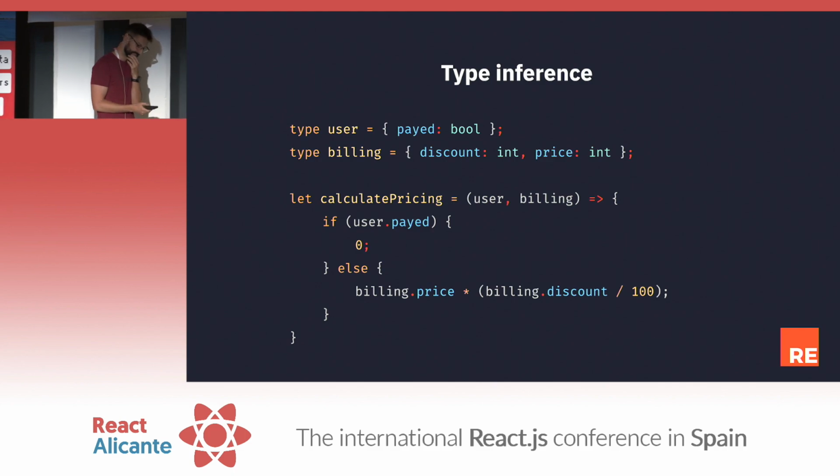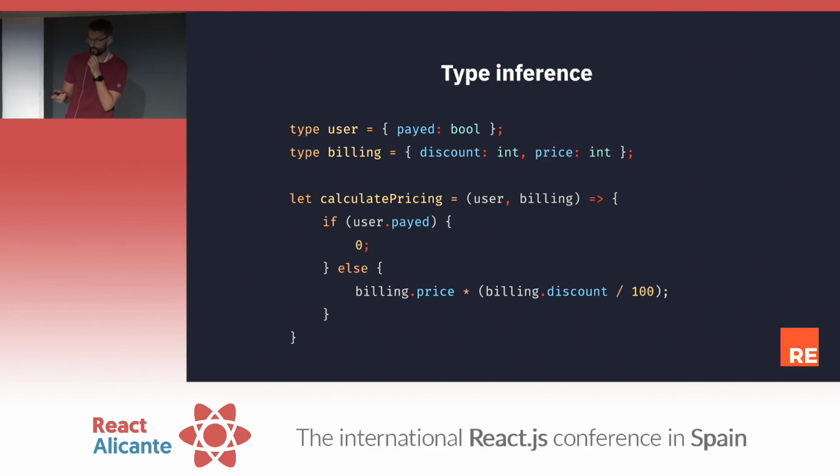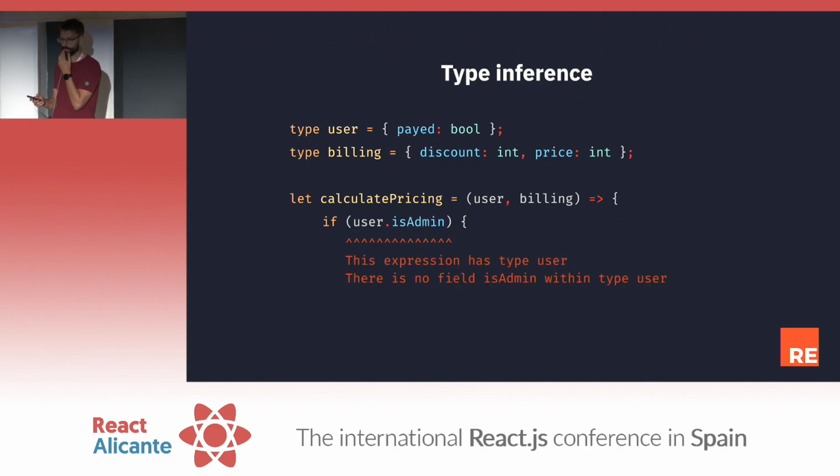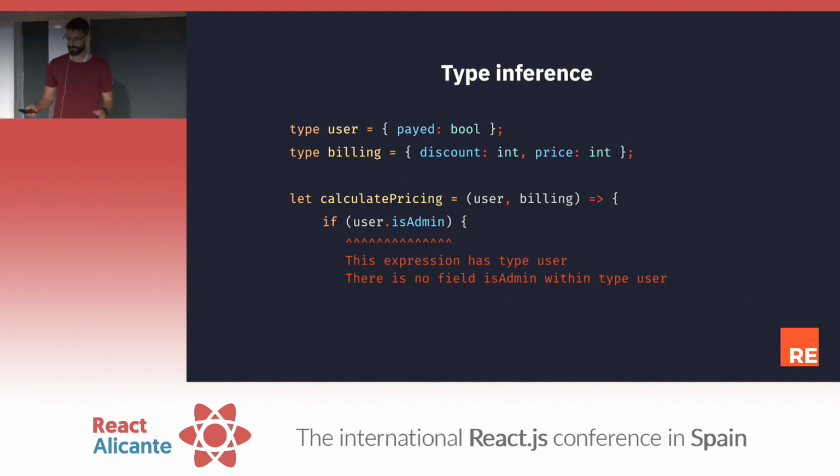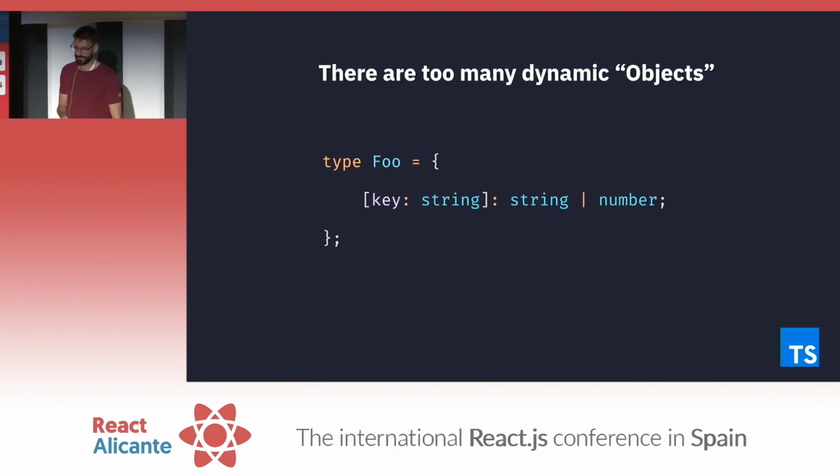Another good thing about Reason is that it's type inferred, as I said before, so you don't need to annotate the types. The type checker is smart enough, because we used user.paid, to guess which type is the correct one. The compiler looks around to see which fields exist in your types and can infer perfectly. So if you later tried to do user.isAdmin, the type checker would say you should not do that, it doesn't exist, right?